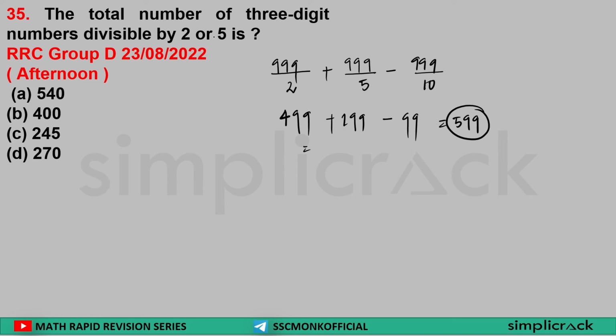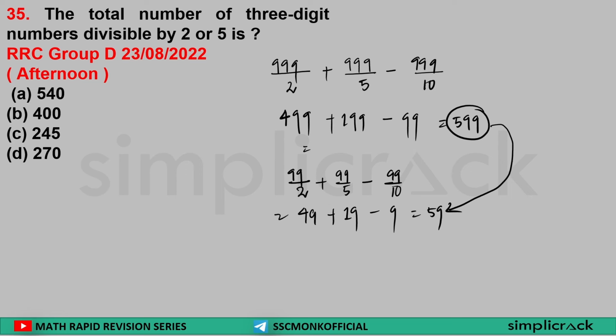But I have to find out only 3-digit numbers. That means I cannot take 2-digit numbers. So 999 divided by 2 plus 99 divided by 5 minus 99 divided by 10. So that is equal to 49, plus 19 5s are 95, minus 9. So 49 plus 10 is equal to 59. So out of this total number, I have to take out this because I am only considering 3-digit numbers. So 599 minus 59 is equal to 540.